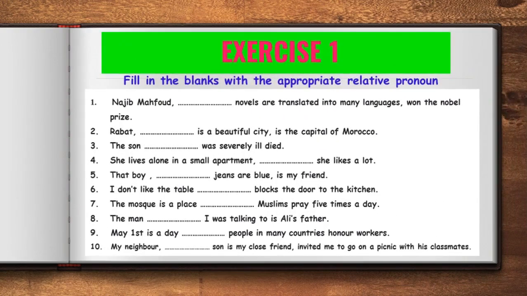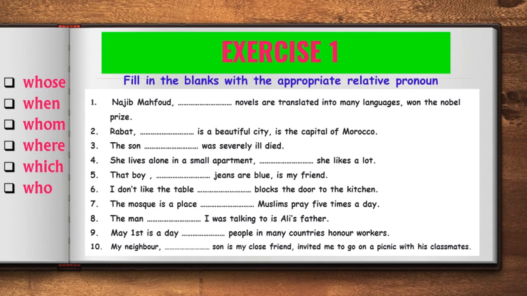So the first exercise is here. Fill in the blanks with the appropriate relative pronouns you've got here on the left side of the screen: whose, when, whom, where, which, who. You can stop the video whenever you want, do your exercises, and then come back and check the correction. Okay, very nice. Let's do number 1. We've got a noun here, and we're talking about a person, so we're going to use whose. Najib Mahfoud, whose novels are translated into many languages, won the Nobel Prize.